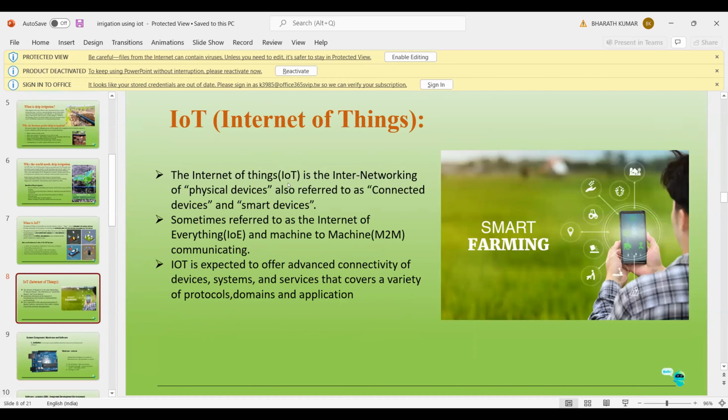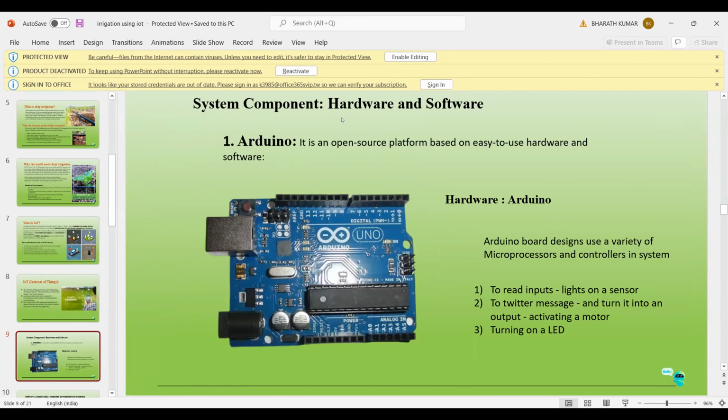Now, the IoT is used on smartphones. When networking physical devices, they connect the device and the smart devices. The major components are used there to connect the IoT. Arduino is an open source platform based on easy-to-use hardware and software.